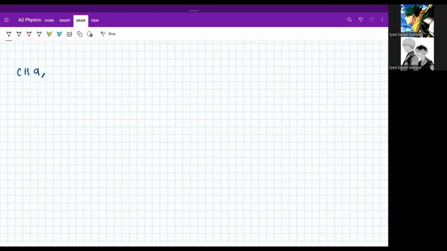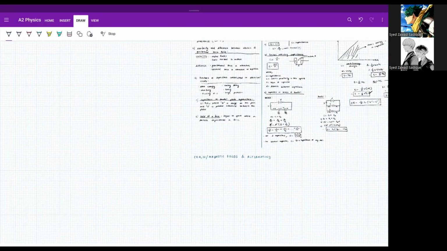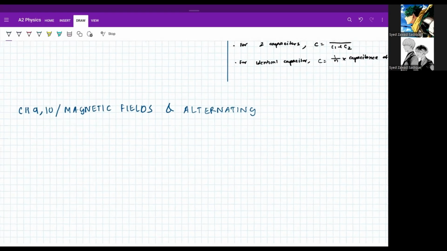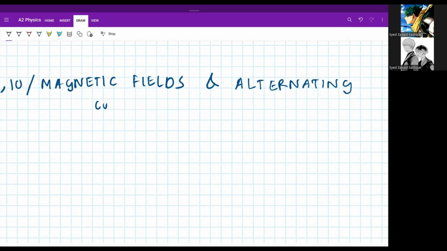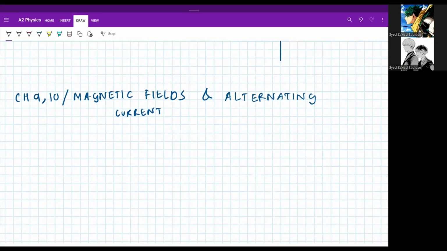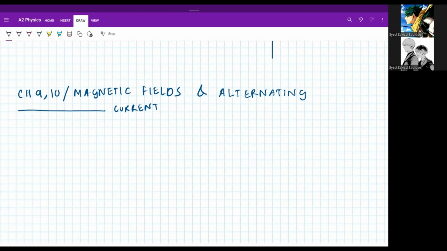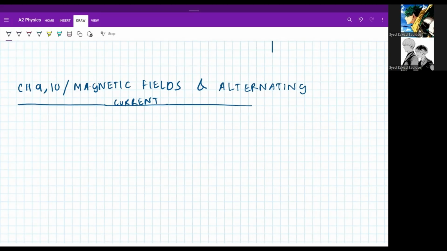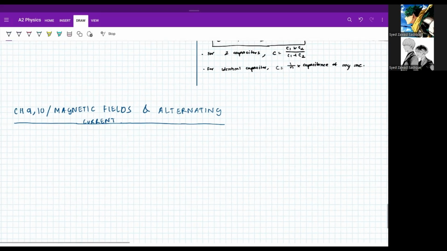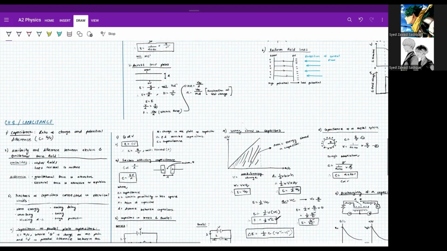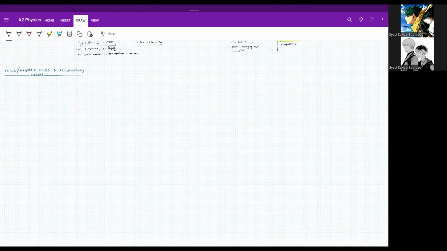Chapter 9, 10. Magnetic fields and alternating current. Merging this might make it the biggest chapter in the syllabus, or at least in my notes. But even though it is large, it's still concise compared to what you guys.